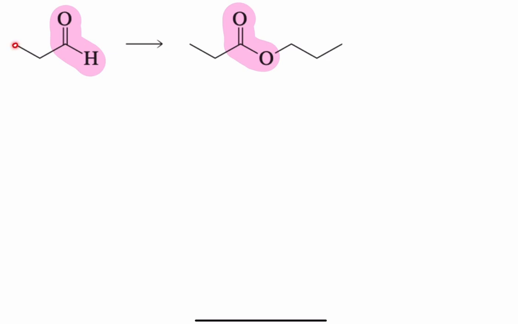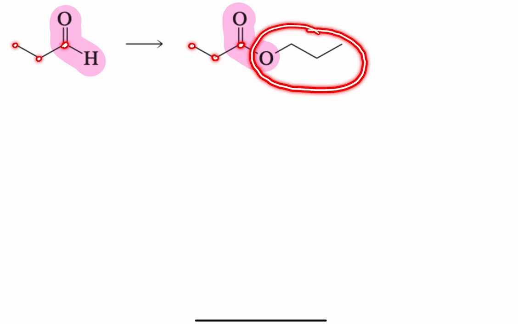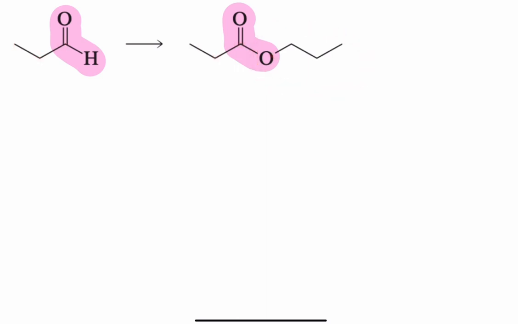So we have a total of 1, 2, 3 carbons, and these 3 carbons are the same as these 3 carbons in the product. The only thing we need to add here is this propoxy group. How are we going to add this propoxy group to this carbonyl carbon? Now, to convert an aldehyde into an ester, we need to let it undergo a nucleophilic addition reaction.